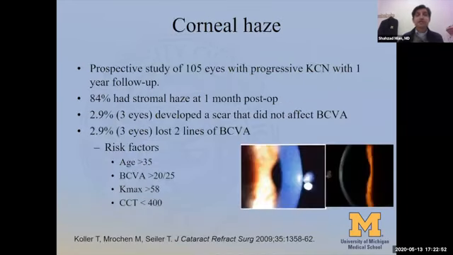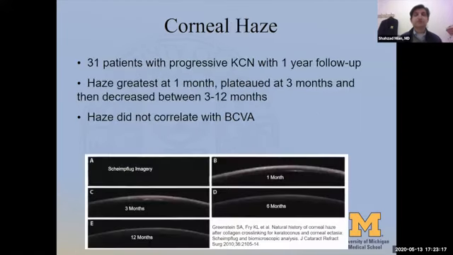Corneal haze can also develop. This is quite common early on, but it can persist and can lead to loss of best corrected vision, although that is not common. Risk factors for losing best corrected vision and persistent haze include age greater than 35, best corrected vision prior to cross-linking being worse, maximum corneal curvature greater than 58, and thin corneas below 400. Again, haze has been reported in a number of series. Most of them indicate that this occurs early and resolves without any significant loss of best corrected vision except in rare cases.